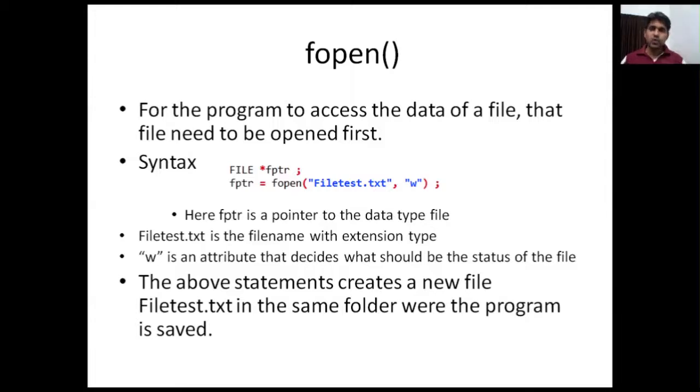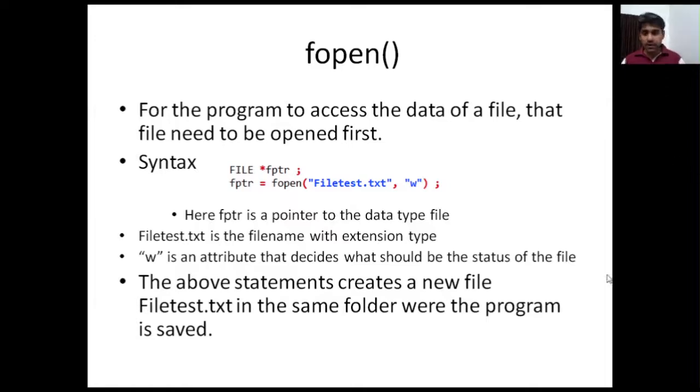Now we are going to see what FOpen means. When we type in the command FOpen, what happens in the system? So if we want to access a file, first we want to create a pointer. Okay, a pointer. So the program, to access the data of a file, that file needs to be opened first. Of course it has to be opened, but how to open it? For that we require a pointer.